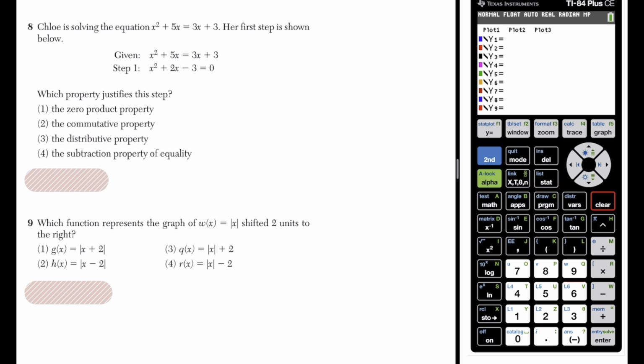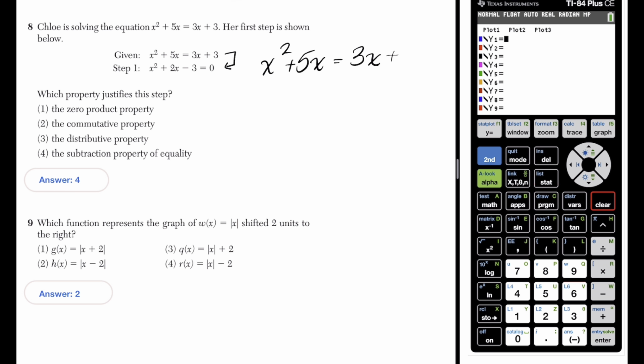All right, let's look at 8 and 9. The answer for 8 is 4, and for 9 is 2. For number 8, all we're looking for is how did we go from this to this? What step did the person take? So a lot of times, me writing it, looking at it, I don't see it until I actually do it. And looking at it, I'm like, well, how did they get this to be a 0 from an equation? What they would have had to do is create a 0 pair, meaning they would have had to subtract negative 3x on both sides. And they would have also had to subtract 3.